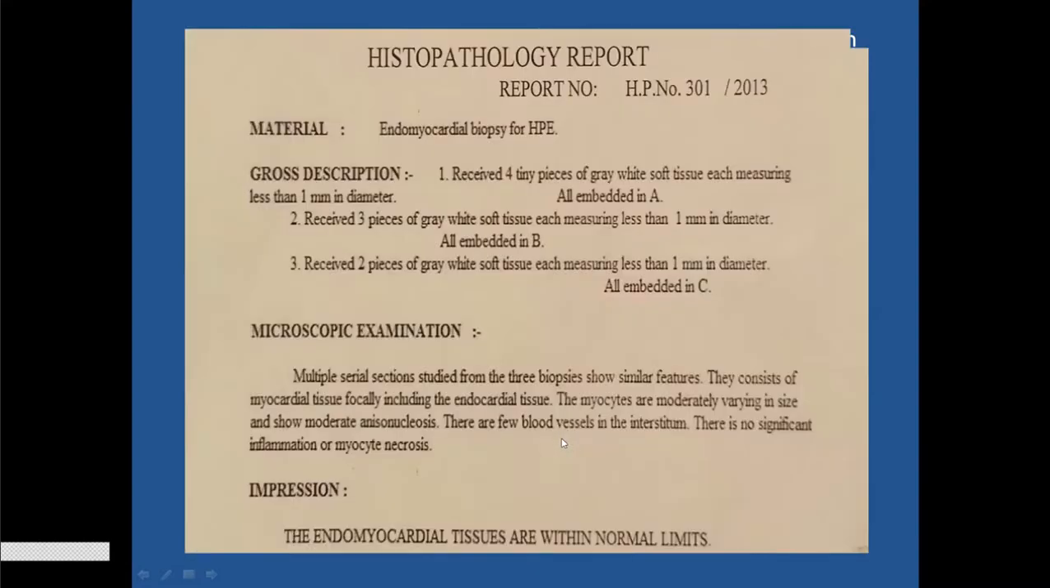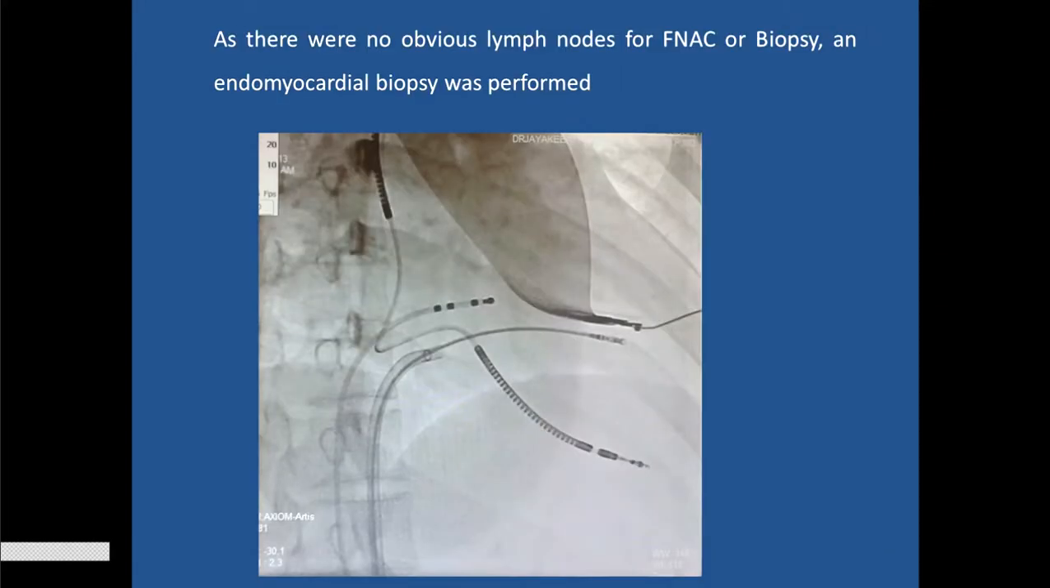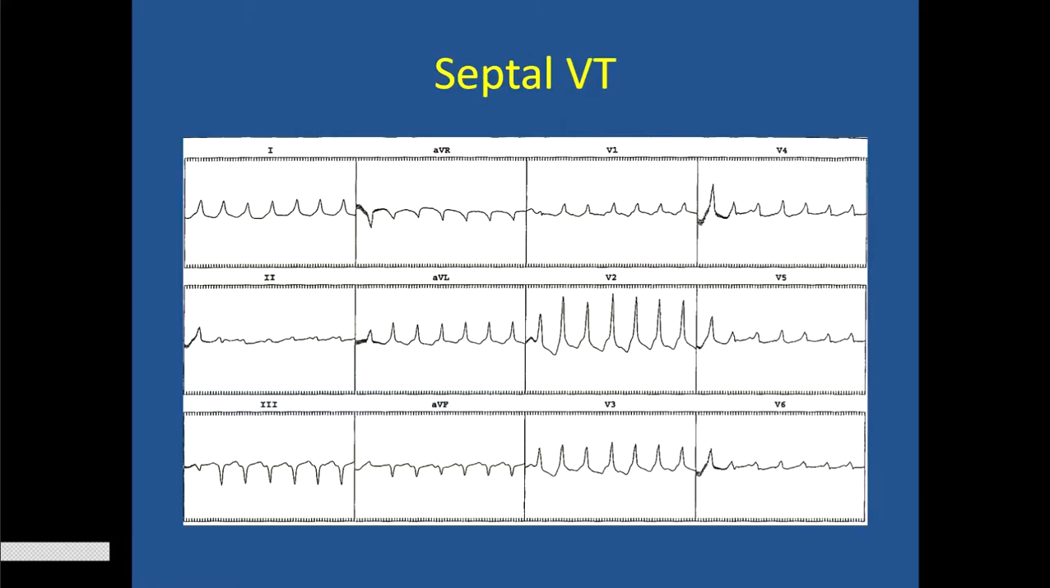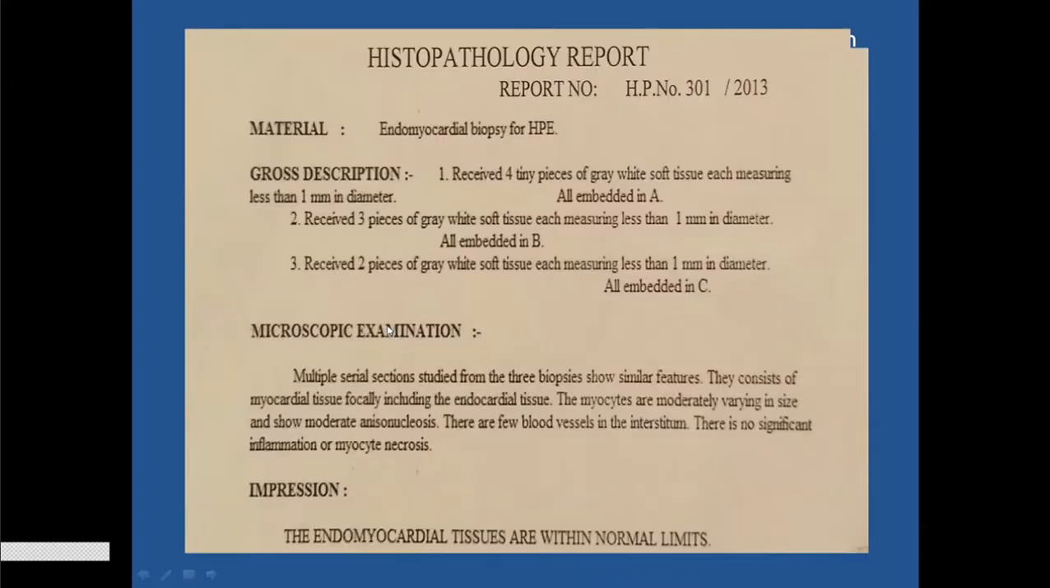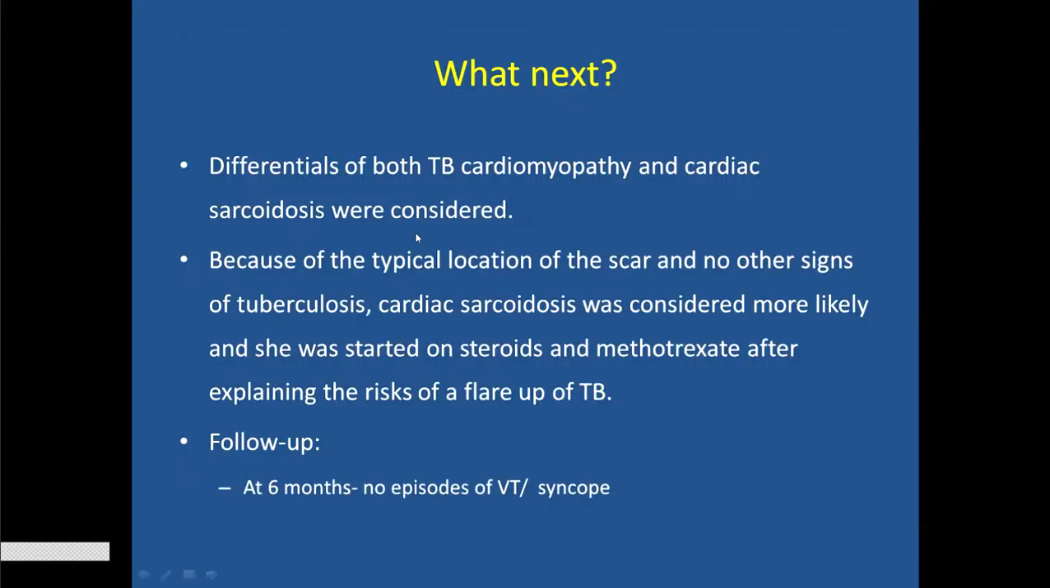So the cardiac biopsy, which we did in 2013, was normal because only about 20% of them will come positive in sarcoid. Why? Because the scar is mid-myocardial. You may take pieces from here, but you may miss this area. So the biopsy was done, and then the differential again was TB cardiomyopathy versus cardiac sarcoid.